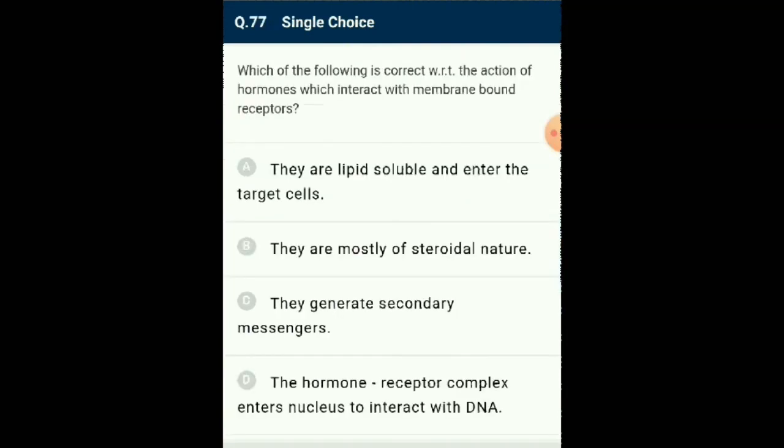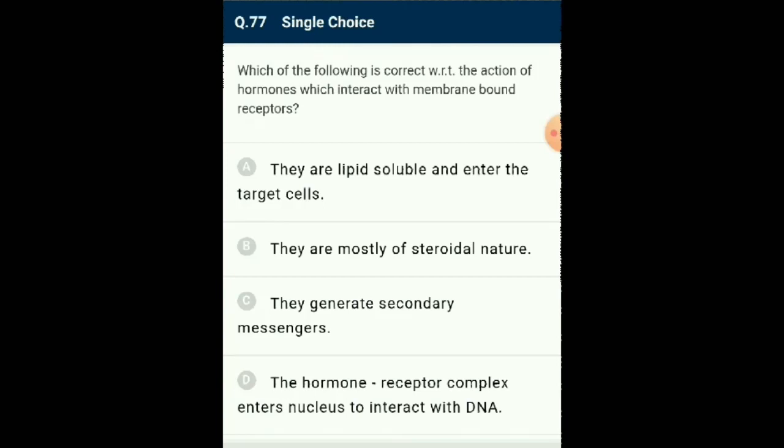Question number 77. Which of the following is correct? The action of hormones which interact with membrane bound receptors. From the given four statements, the hormones which interact with membrane bound receptors are basically peptide derivatives. These hormones are hydrophilic and lipophilic, and hence they cannot cross the plasma membrane freely.